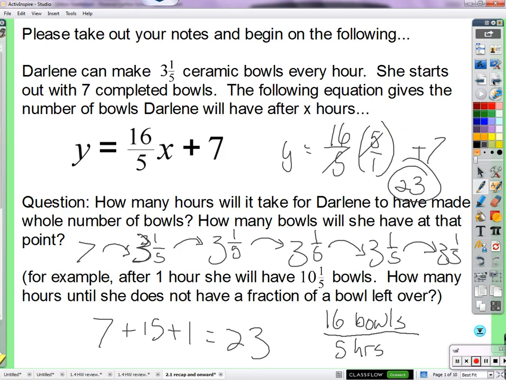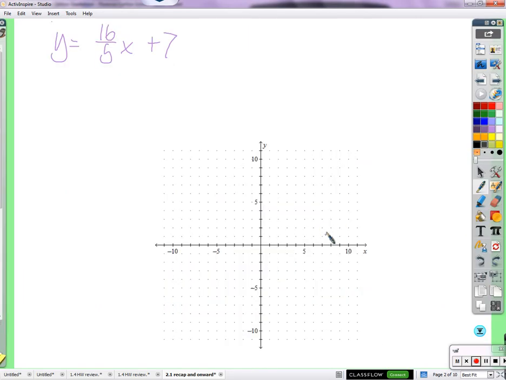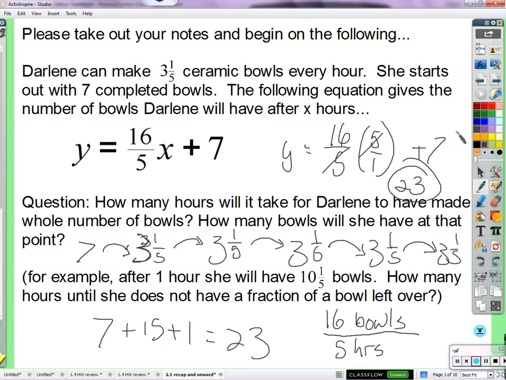So if we were to translate this to a graph, which we are now. Wait, can you go back real quick? How many hours will it take to do it? So, where did the 23 come in from? That's how many bowls we made in 5 hours. So if we were to plug 5 hours in here, you see how 5 divided by 5 is 1, we get 16, plus the 7 takes us up to 23.